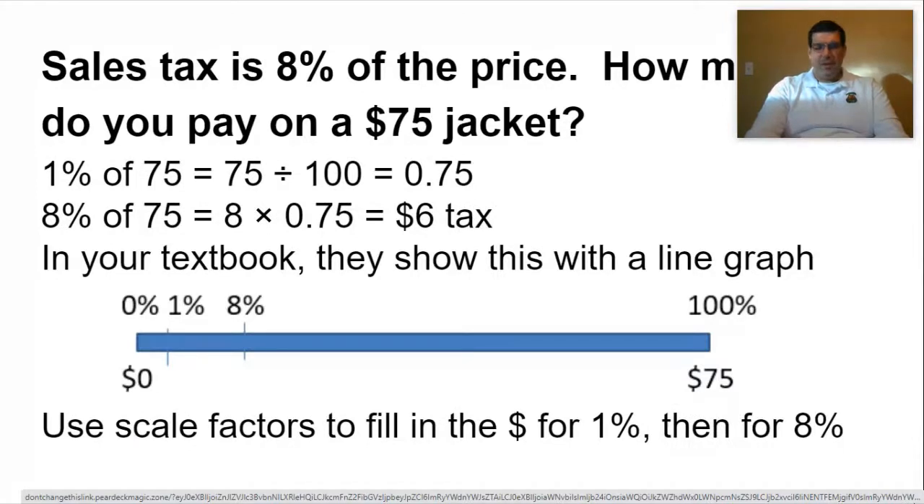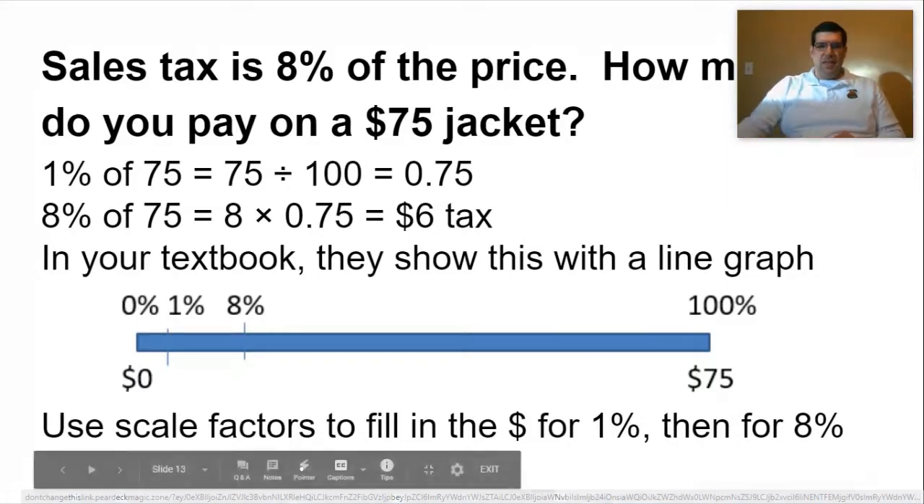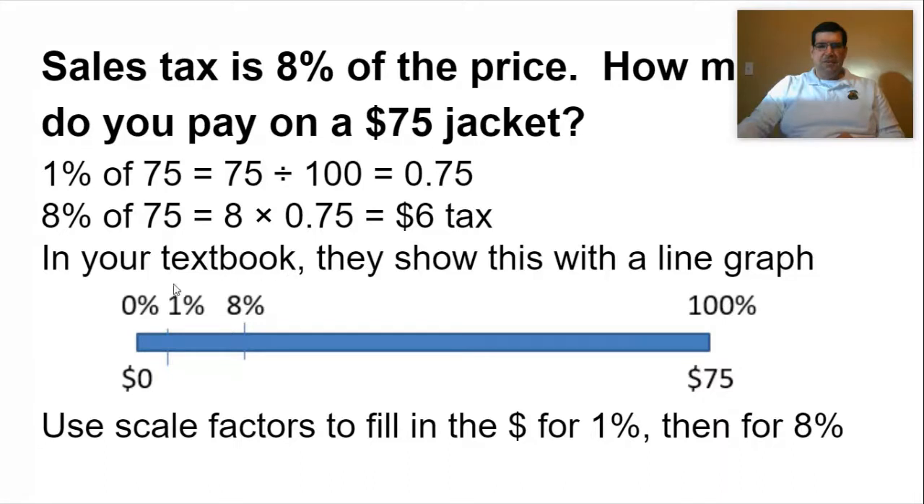In your textbook, they show this method by drawing a line graph from 0% to 100%. They make a mark at 1% and they make a mark at the percent you want. And then they use scale factors to fill in the dollar amount for 1%. They use a scale factor. How do you scale 100% down to 1%? You would divide by 100, just like we did.